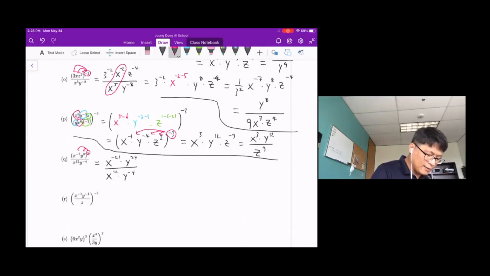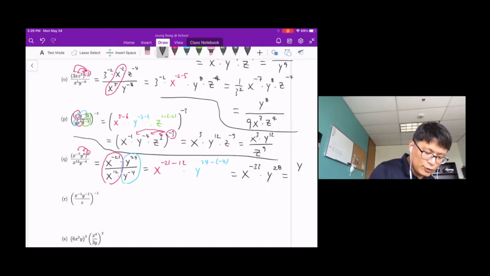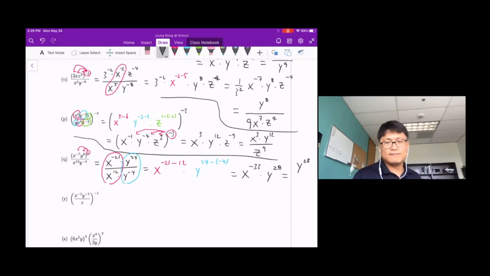So you can easily find the like terms, this guy, right? Then that can be written as x to the negative 21 minus 12 because it's a quotient, right? And then the y term with the same base only, right? And y to the 24 minus negative 4, which is plus, right? So that is equal to x to the negative 33 times y to the 28. So the final answer is y to the 28 over x to the 33. Is that okay?